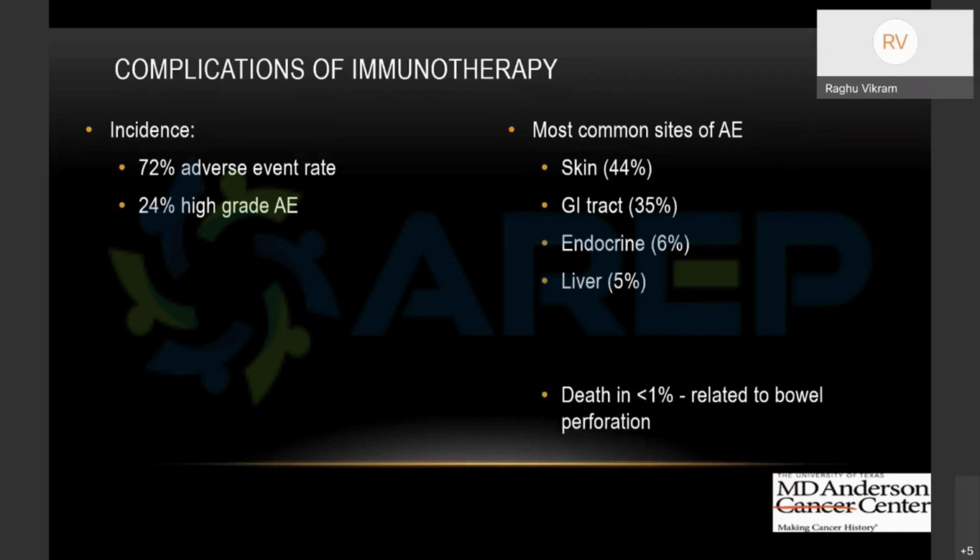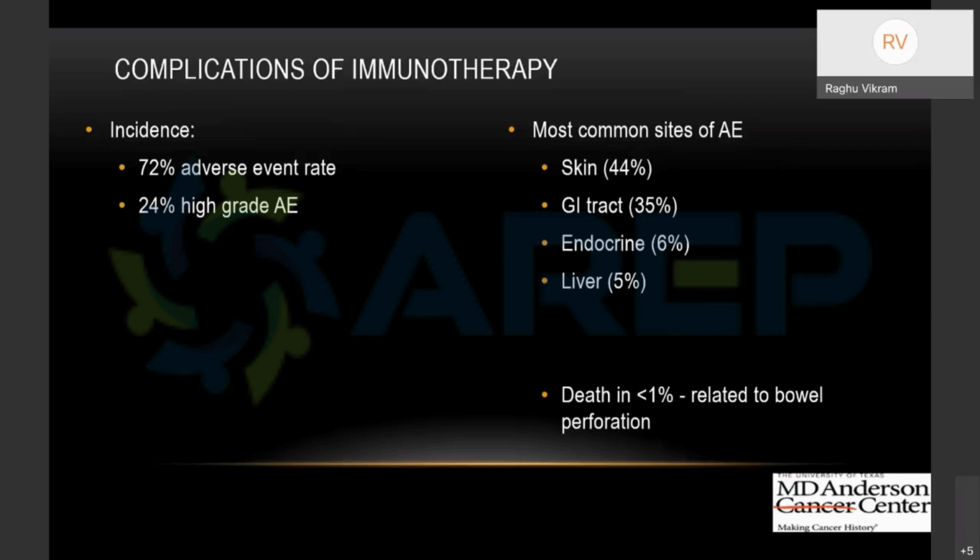Immunotherapy provides a more interesting plethora of complications. The reason is you are actually triggering nothing but an autoimmune reaction inside the body. The incidence is pretty high. It's almost 72% have some adverse event, and 22 to 25% of patients have high-grade adverse events. The most common sites are GI tracts for us.